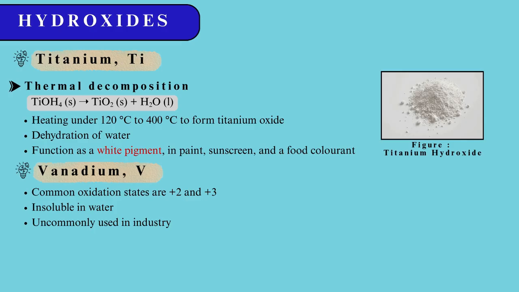For vanadium hydroxide, the common oxidation states are +2 and +3, and vanadium hydroxides are generally insoluble in water. They are also less stable and less commonly used in industry. Vanadium hydroxide is mainly studied for its redox behavior rather than application.